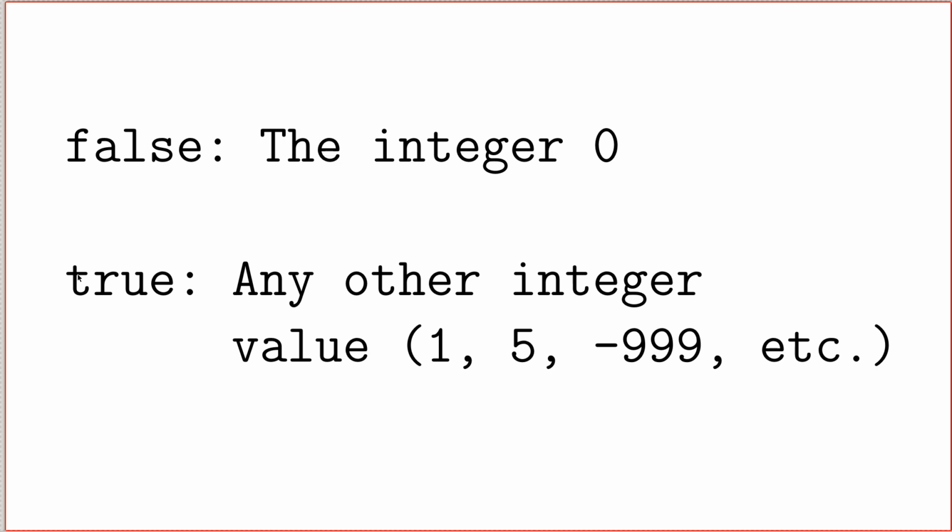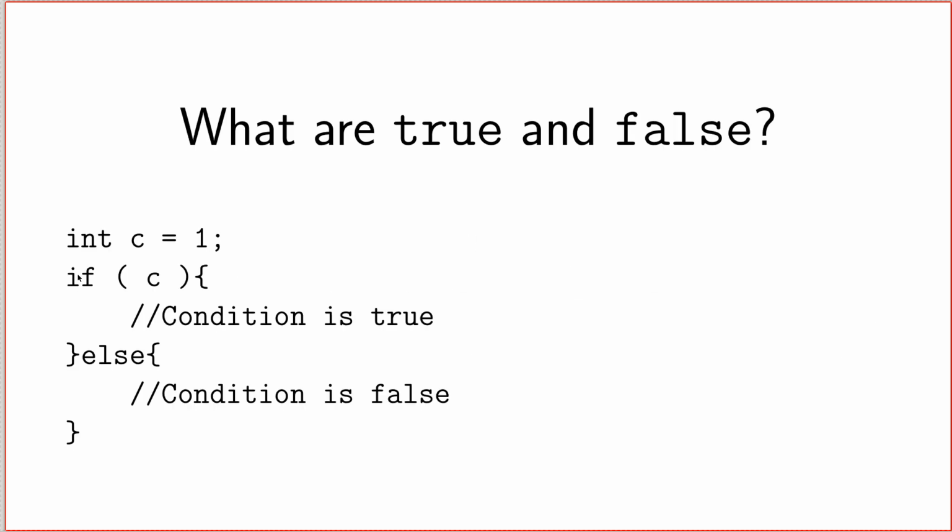So in C, the definition of true and false is pretty simple. False is the integer 0. True is literally any other integer value, and that includes negative numbers, strangely. So 1, 5, negative 999, negative 40 million, whatever. If it's not 0, C considers it to be true. So if you ever try and use an arbitrary int as a yes or no question, any value but 0 is considered to be the answer yes.